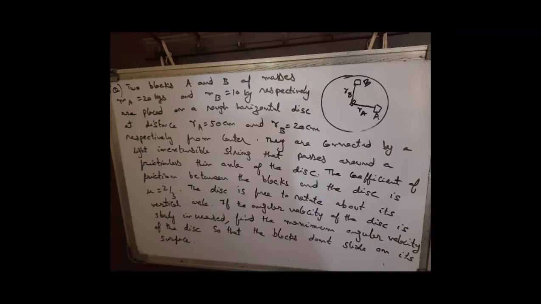They are connected to each other by a light inextensible string that passes around the frictionless thin axle at the center of the disk. The coefficient of friction between the blocks and the disk is 2. The disk is free to rotate about the vertical axle, and its angular velocity is slowly increased from rest. We have to find the maximum angular velocity of the disk so that the blocks don't slide on the surface.